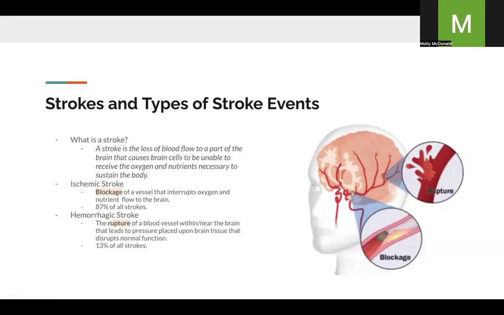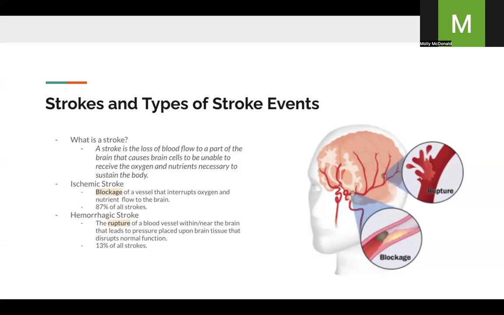There are two types of stroke events, the first being the ischemic stroke, and this is caused by a blockage of a vessel, such as a blood clot or a plaque buildup, and this blocks the arteries supplying blood to the brain. This causes a lack of oxygen flow and nutrients to the brain and can possibly lead to major cell damage or even death. Ischemic strokes account for about 87% of all strokes, and the main causes include, but are not limited to, blood clotting, arterial spasms, and/or arteriosclerosis, which is the stiffening and decreasing sizes of arteries within the body.